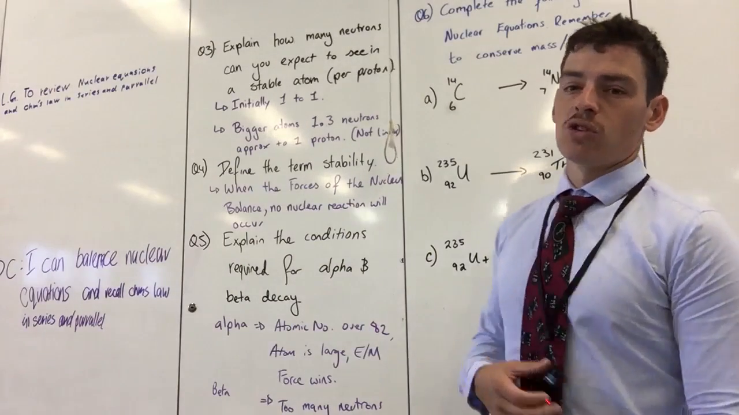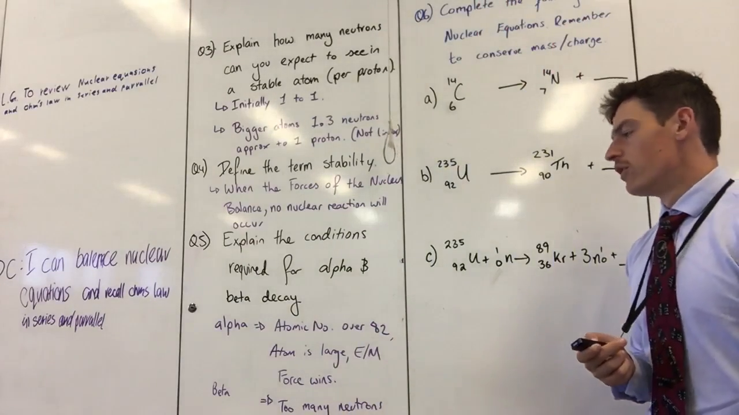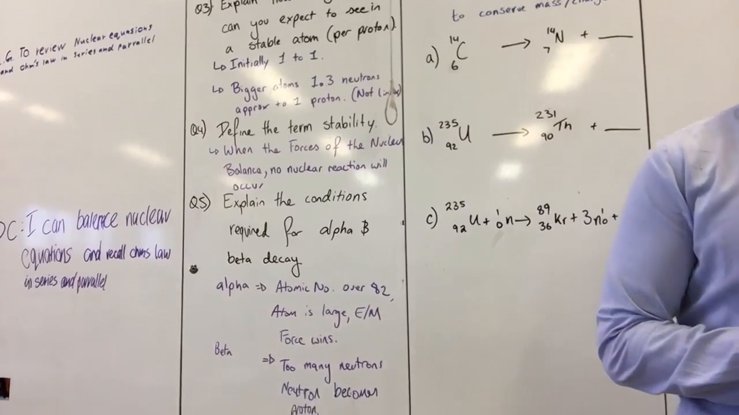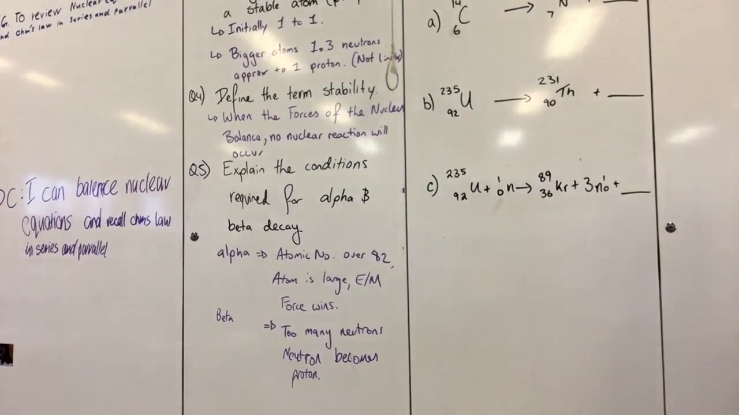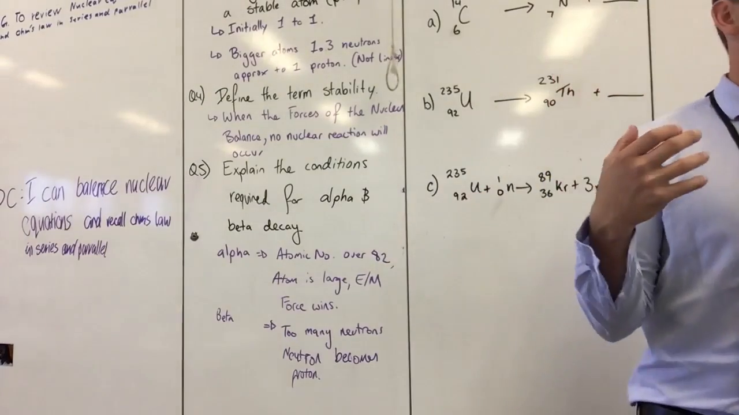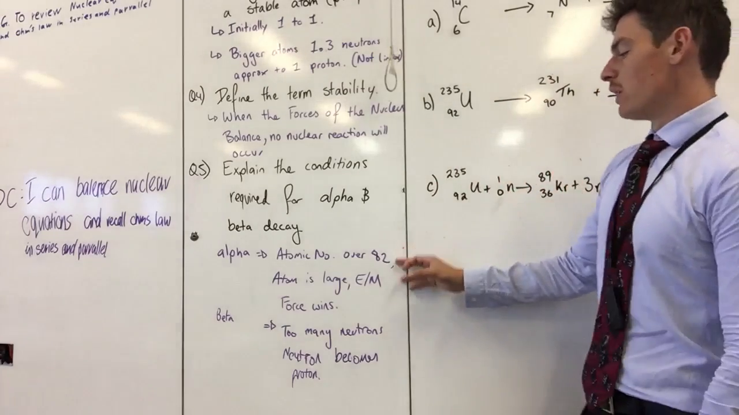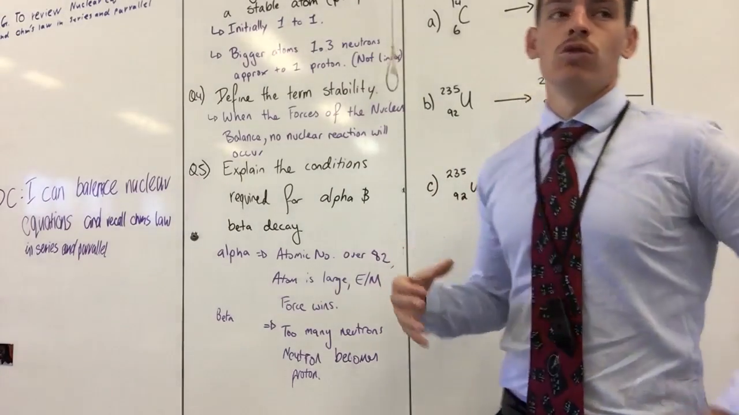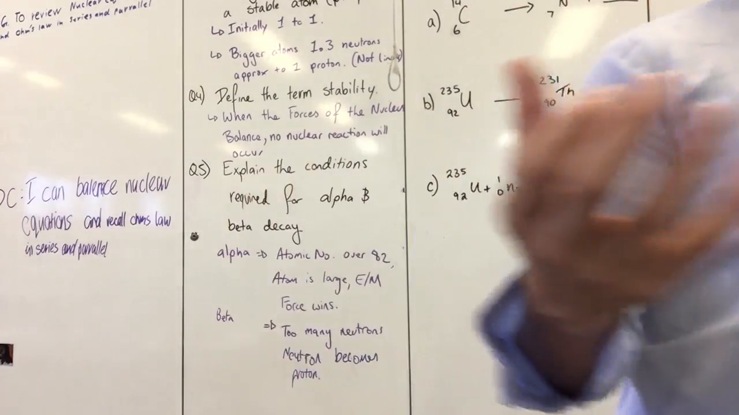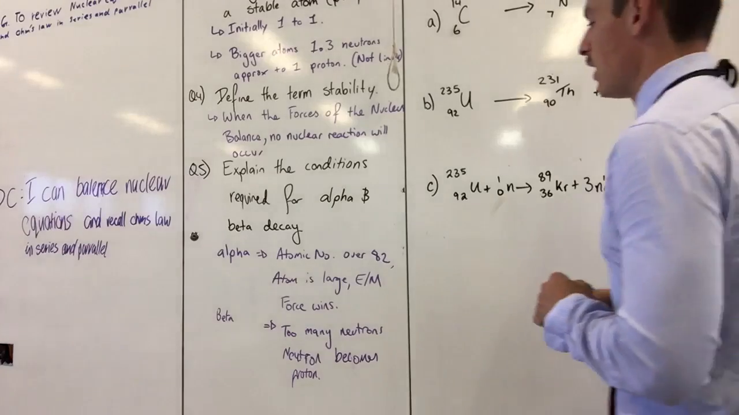The last question, question 5, is to explain the conditions required to get certain types of decay. So we've got alpha decay and beta decay. For alpha decay, you need a big atomic number. What does a big atomic number mean? You've got a big, heavy atom. So the atom is too large. The electromagnetic force pulls apart the atom. So electromagnetic force wins in alpha decay.